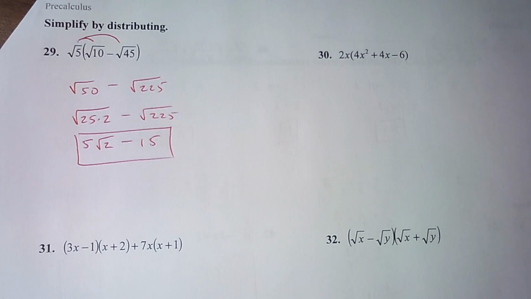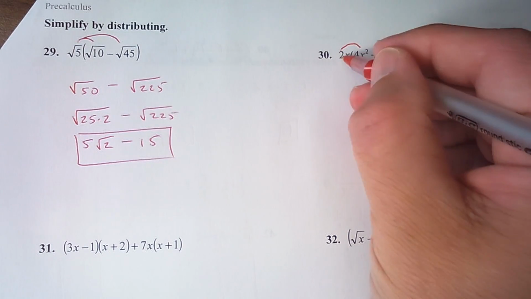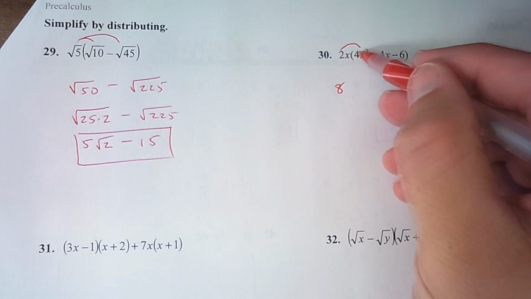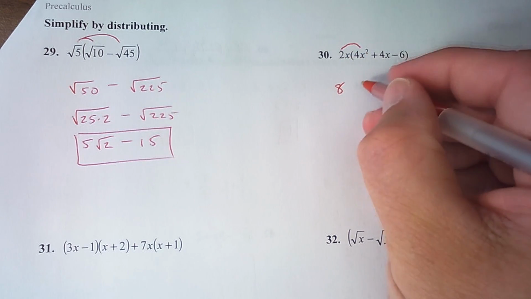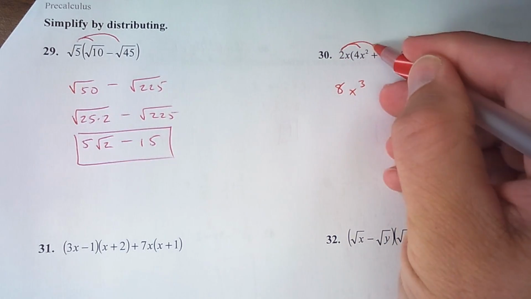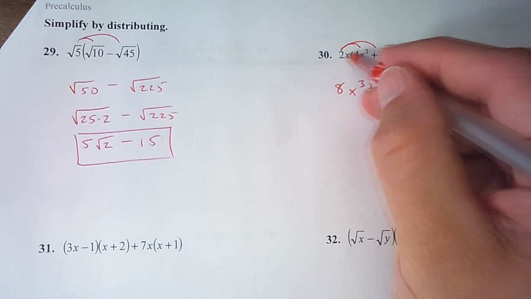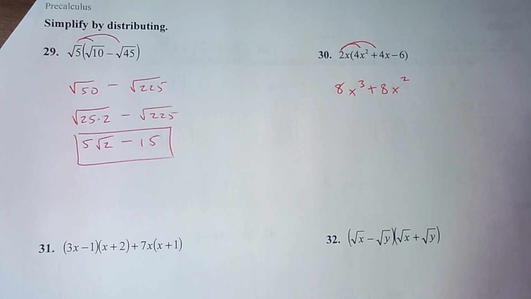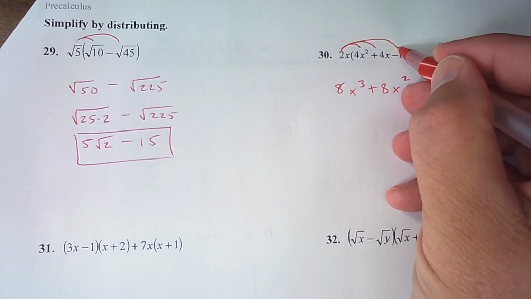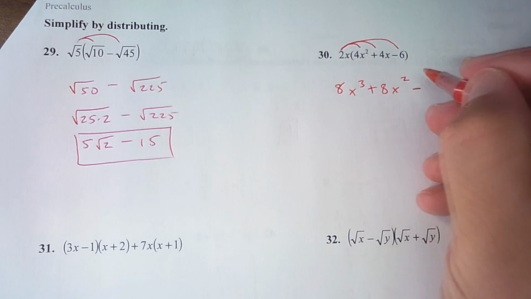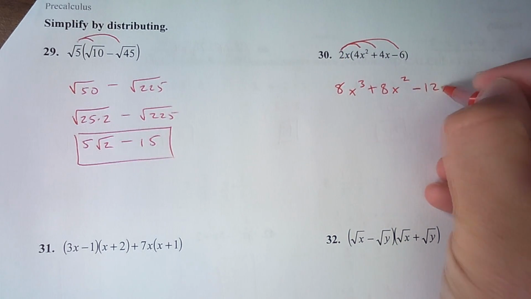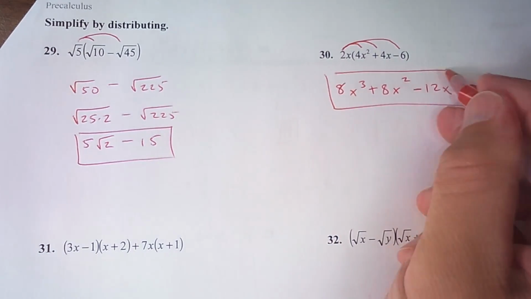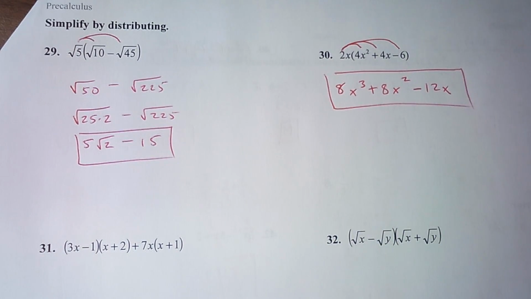Number 30, we're going to distribute this 2x. 2 times 4 is 8. Then when I multiply variables, I add their exponents. X times x squared is x cubed. 2 times 4x, 2 times 4 is 8. X times x is x squared, and then 2x times negative 6, so I've got a negative. 2 times 6 is 12x. Okay, none of these are like terms, so that is our final simplification.